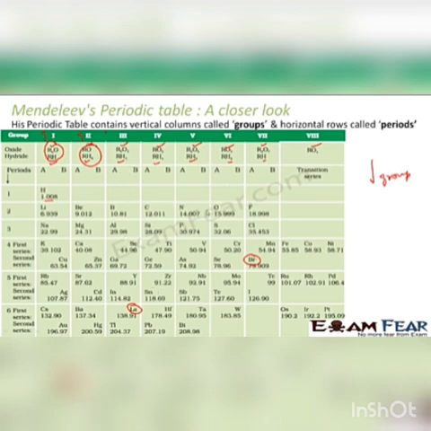Right? So just by looking at the position of the element, for example, Ti. So Ti, if it reacts with oxygen, it will form TiO2. And if it reacts with hydrogen, it will form TiH4. So those were the kind of things he was able to tell just by looking at the position of the element in the periodic table.